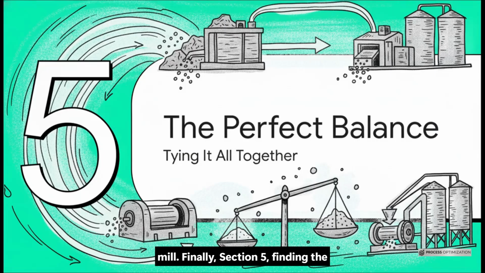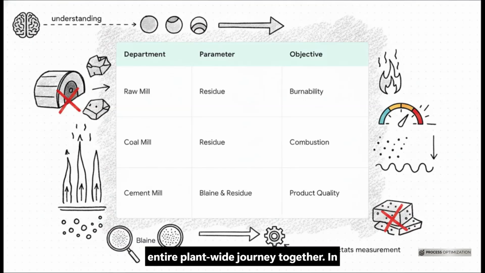Finally, Section 5, Finding the Perfect Balance. Let's tie this entire plant-wide journey together. In the raw mill, our main objective is clinker formation, so we focus heavily on residue to remove chunks that simply won't chemically react. In the coal mill, our objective is combustion, so we focus on residue again to ensure fast, stable flames. But in the cement mill, the objective is final product performance, so we must use both Blaine and residue to ensure rapid strength development while avoiding the coarse particles that ruin uniformity. As you can see, the objective at each stage perfectly dictates the measurement we use.